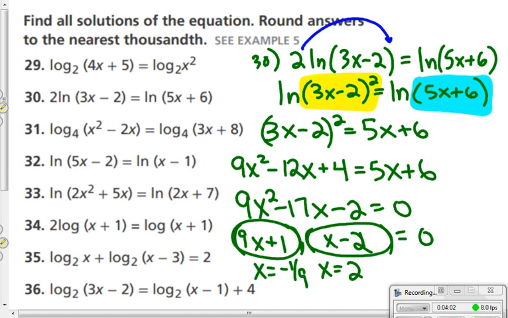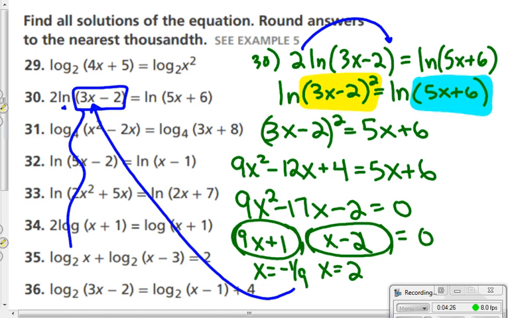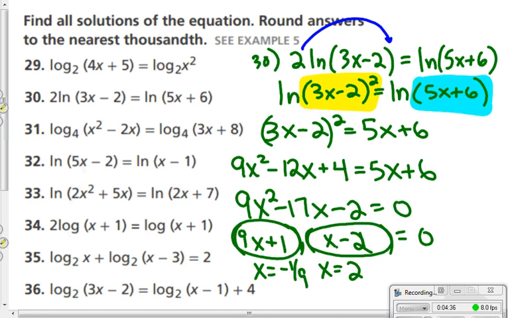Now, of those two solutions, we have to make sure they're both valid. Does negative 1/9 work out? I think negative 1/9 ends up being extraneous. Because if I plug negative 1/9 into this x, that's going to make the ln of a negative. And we're not allowed to do that. It's not in the domain. So negative 1/9 needs to get thrown out as an extraneous solution, leaving 2 as the only valid solution.